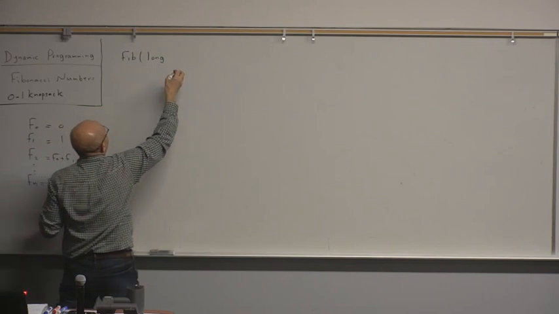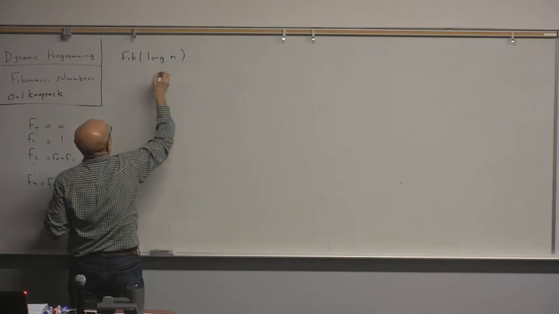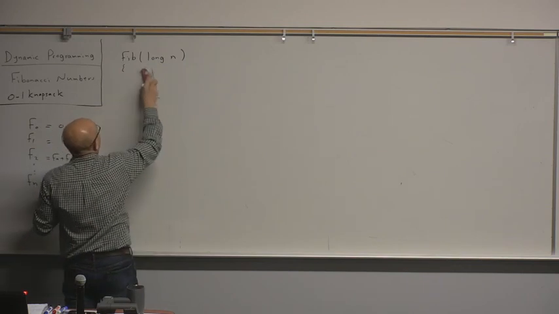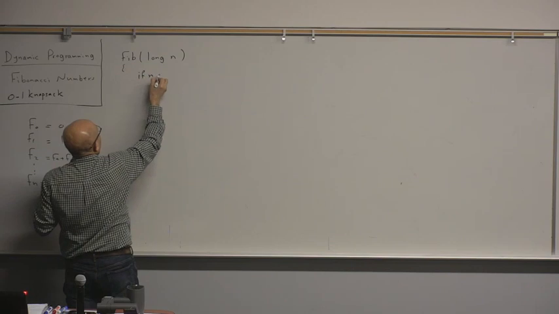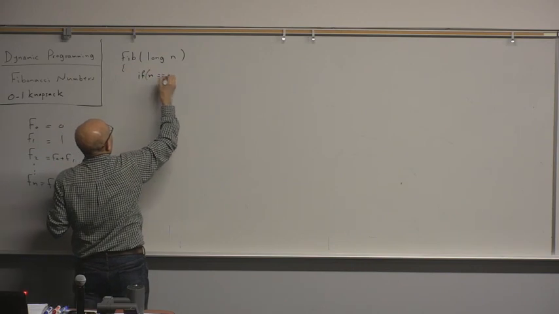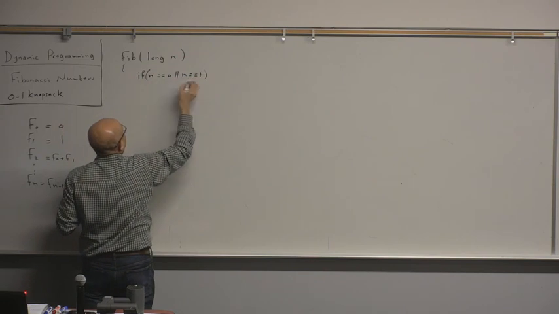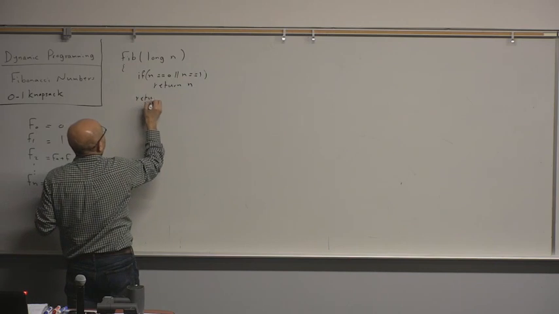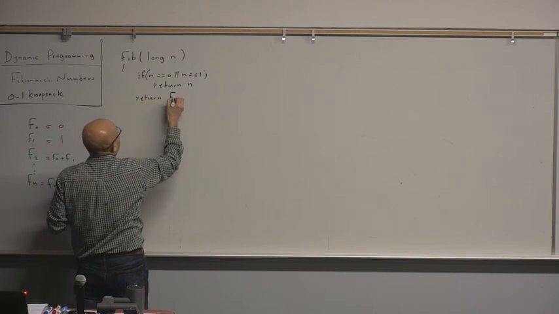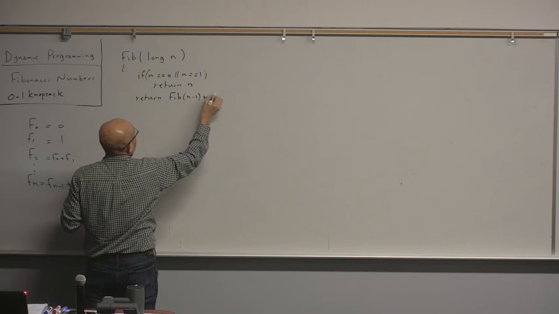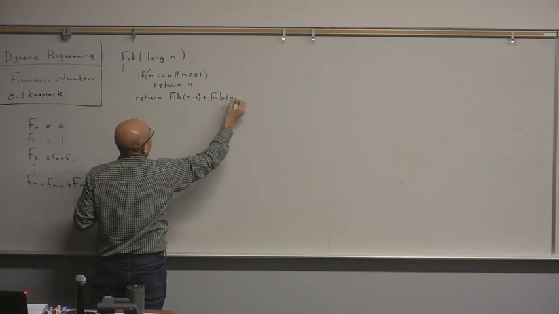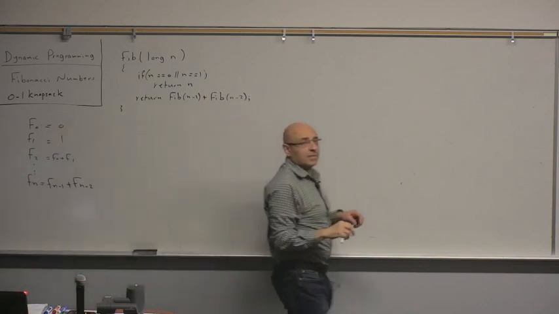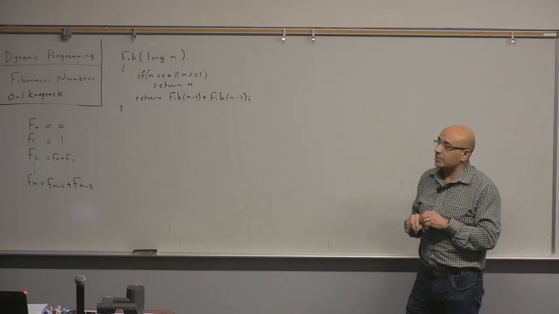Long, let's say n is going to return, for the base cases, if n equals 0 or n equals 1, return n, else return Fibonacci of n minus 1 plus Fibonacci of n minus 2. So this is a recursive algorithm for computing Fibonacci numbers.